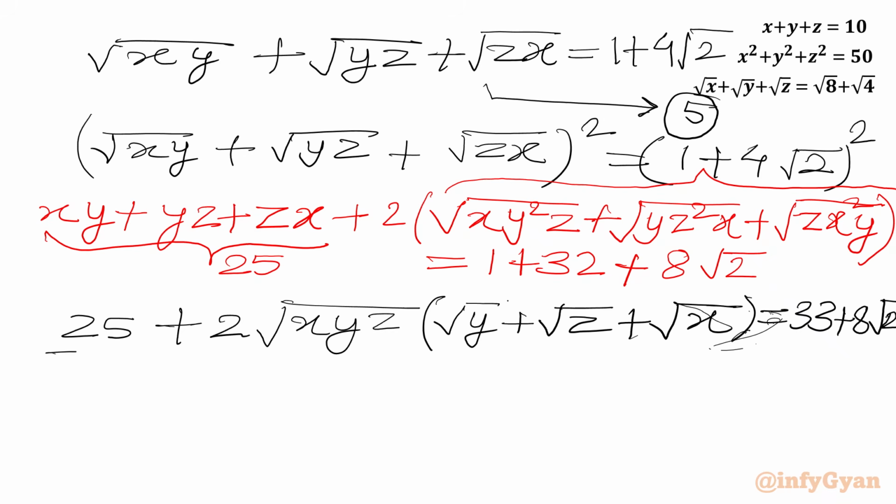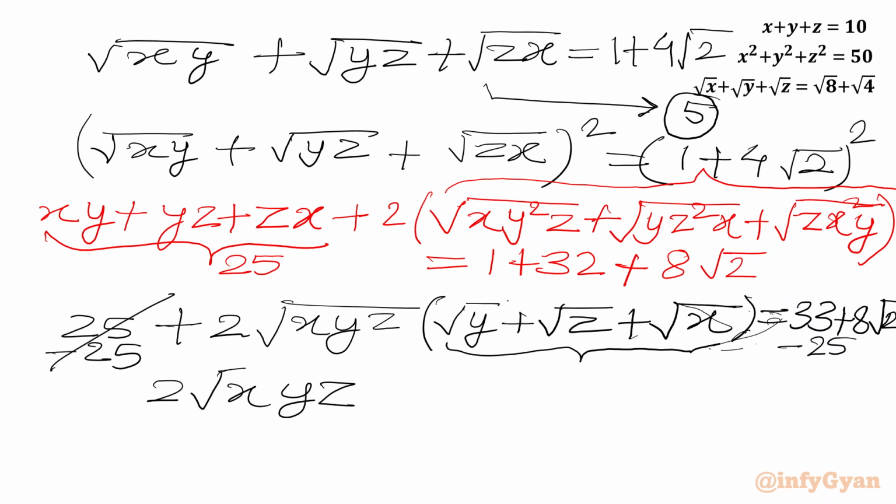Now we will subtract 25 from both the sides first. So we will cancel plus 25 and minus 25. Here we will be writing square root 8 plus square root 4. So let me write here 2 times square root xyz. And here, square root 8 is 2 root 2 and square root 4 is 2. As per equation number 3, the right hand side will become 8 plus 8 root 2.